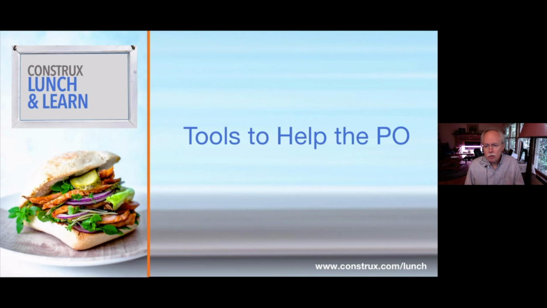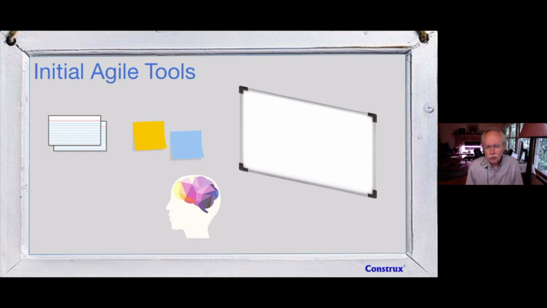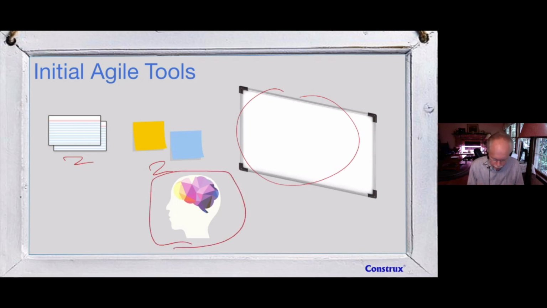So what tools do we have to help the product owner? Well, when we look at the original Agile set of tools, they're kind of like this, right? When they really started, they were just like, hey, give me some 3x5 cards, some sticky notes, a big old whiteboard to stick things on. But mostly their main tool here was the human, right?